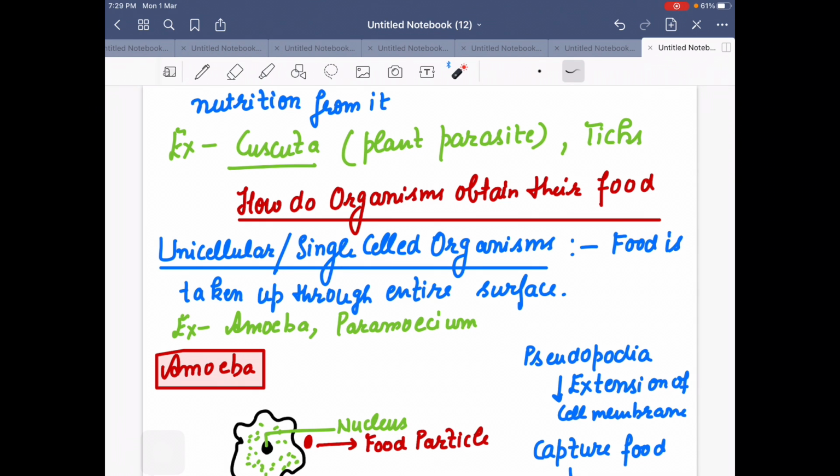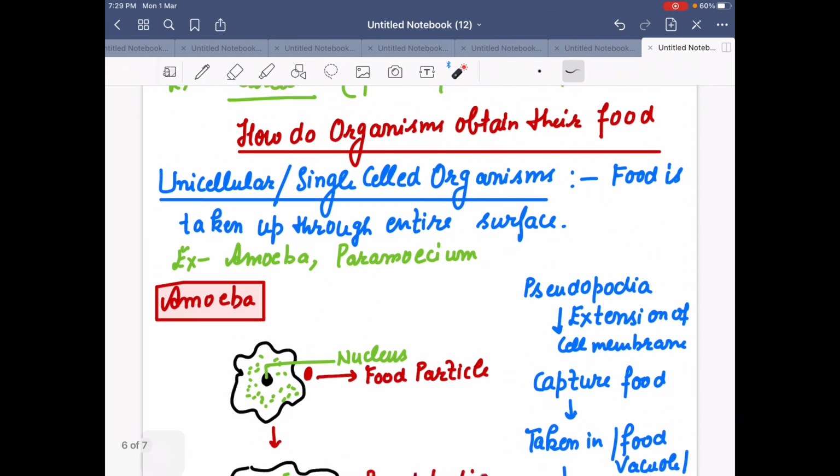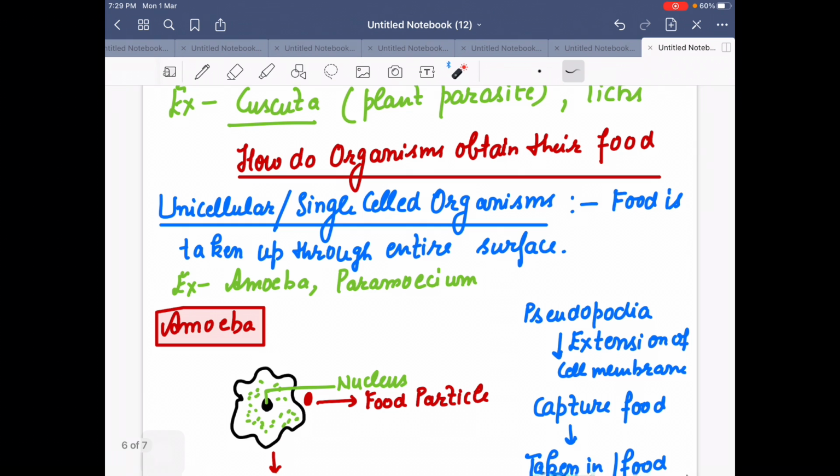Here is one example given in our book, for your MCQs also: cuscuta. It is a plant parasite and shows parasitic nutrition. Ticks are also an example of the parasitic mode of heterotrophic nutrition. Now quickly I will cover how single-celled or higher organisms take in their food. I discussed this in very much detail when I covered this chapter, so I'm not taking it in detail here. I'm just giving you a flow chart. For complete detail you can go to the playlist, and I will put it in my description box.